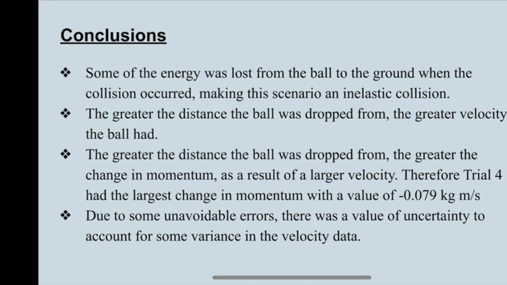In conclusion, some of the energy was lost from the ball to the ground when the collision occurred. Therefore, this experiment was testing an inelastic collision. The greater the distance the ball was dropped from, the greater velocity the ball had. Therefore, this would result in a larger change in momentum as a result of said larger velocity. Trial 4 had the largest change in momentum, with a value of negative 0.079 kilograms meters per second. And due to some unavoidable errors, there was a value of uncertainty to account for some variance in this velocity data.